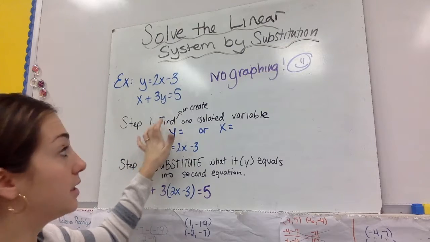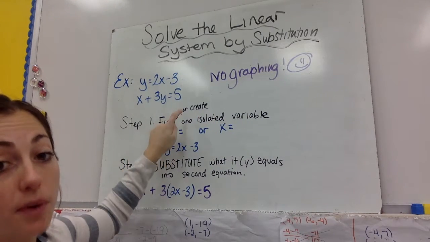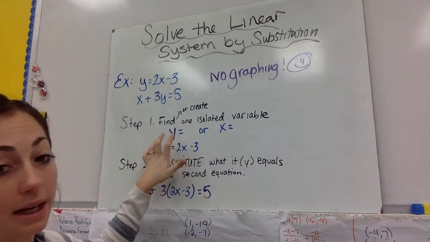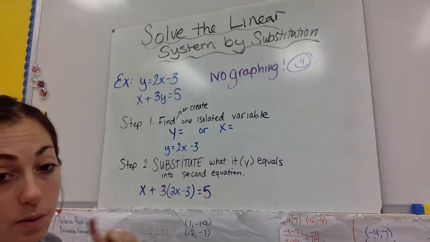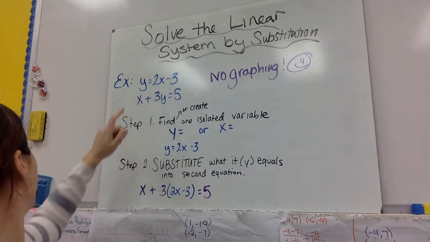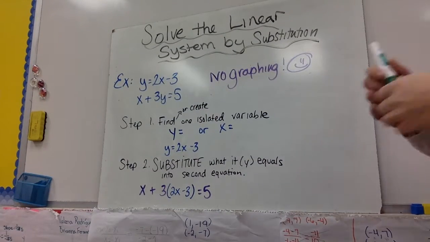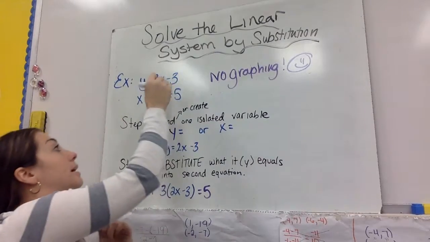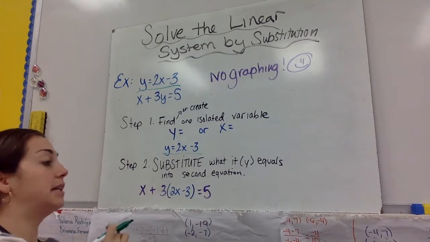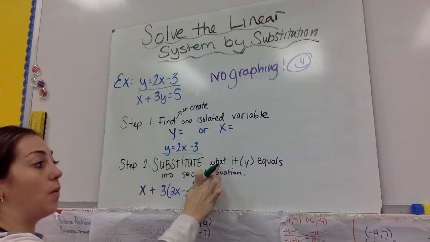Step 1, find one isolated variable. Sometimes you don't have it, so you have to create it, meaning move the equation around. What is an isolated variable? Like when you have y equals or x equals. In this case, looking at these two, we have an isolated variable. It's right there. y equals 2x minus 3.